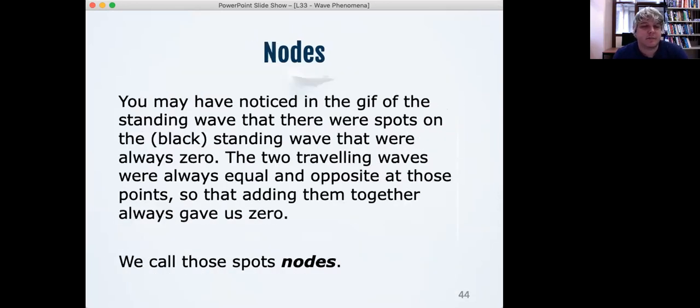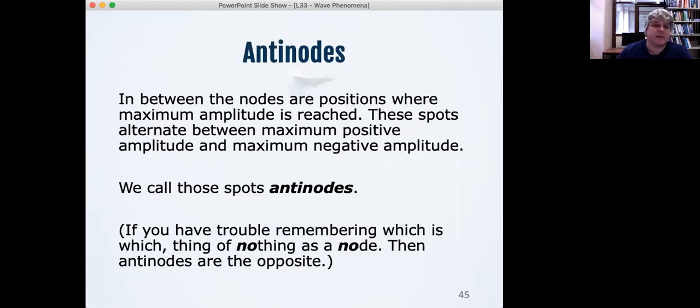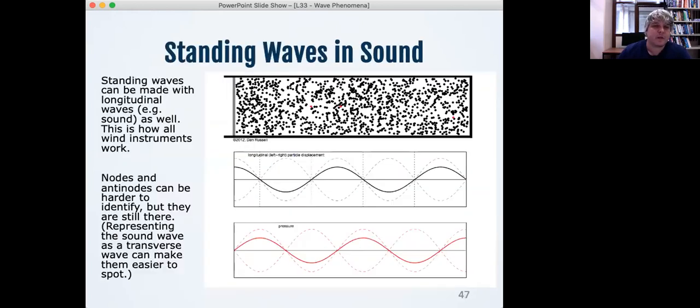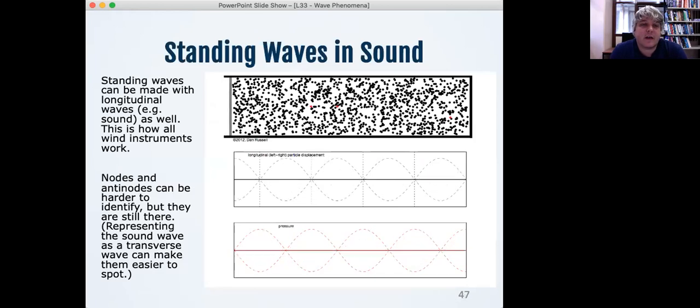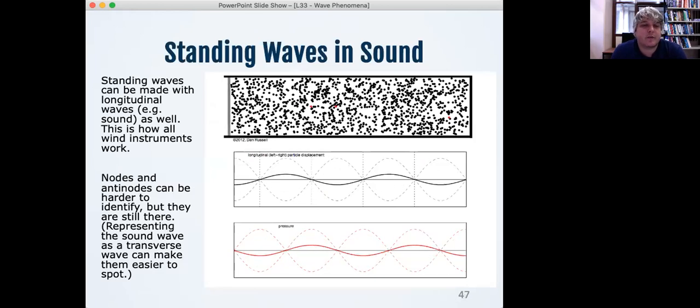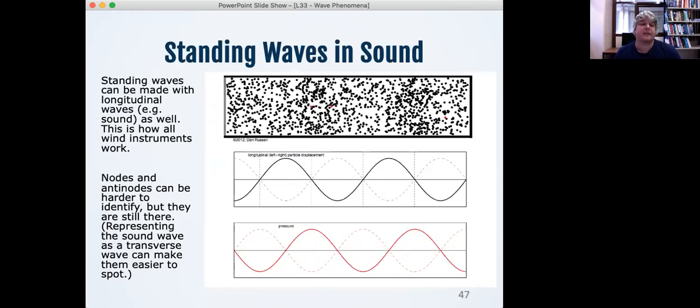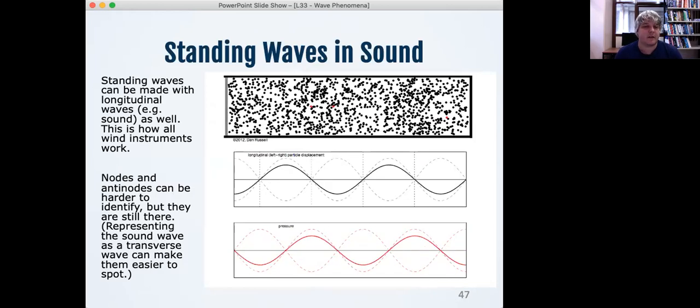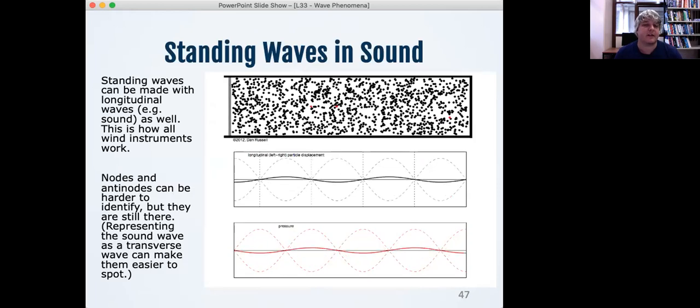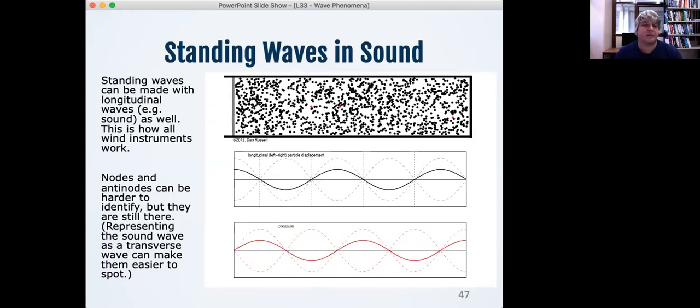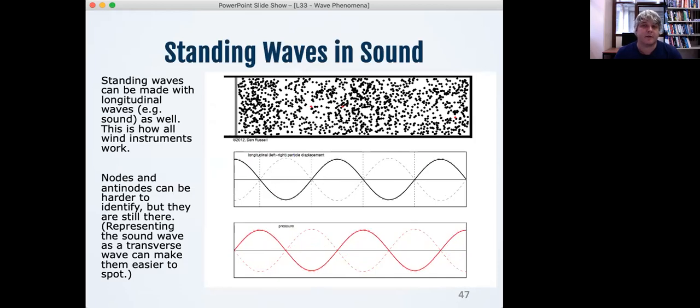So going back just to show you the text that I've got there, we've got the spots with no movement called nodes and the spots with maximum amplitude being called antinodes. Same thing can occur in sound. So this GIF is very much like the one we saw of creating sound in a tube, but now we've got a closed end on it. And if you do that, then you can create a standing wave in the sound in the air as per that animated GIF there. So it's exactly the same idea. It's harder to see in the animated dots that we've got at the top there.